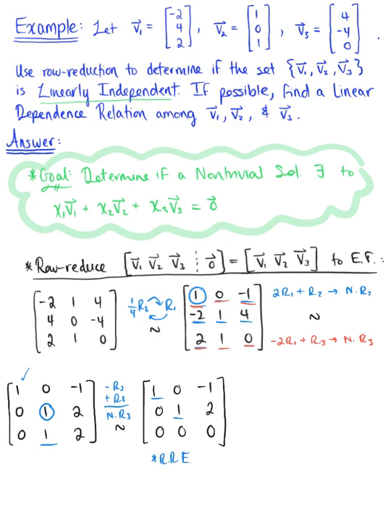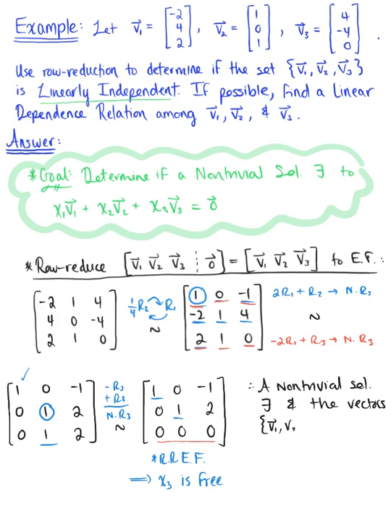So we know that at least one solution exists. The system is consistent. Now, because the entire third row is zeros, we don't have a pivot in the third row, and this is indicating to us that x sub 3 is free. It's a free variable. So therefore, if x sub 3 is free, this means that a non-trivial solution exists. So therefore, a non-trivial solution exists. And the set of vectors v sub 1, v sub 2, v sub 3 are linearly dependent.